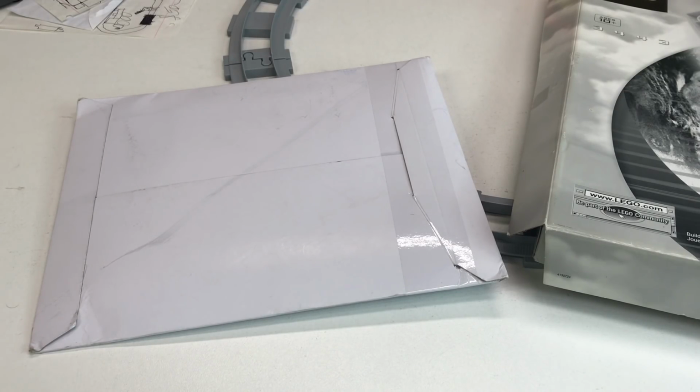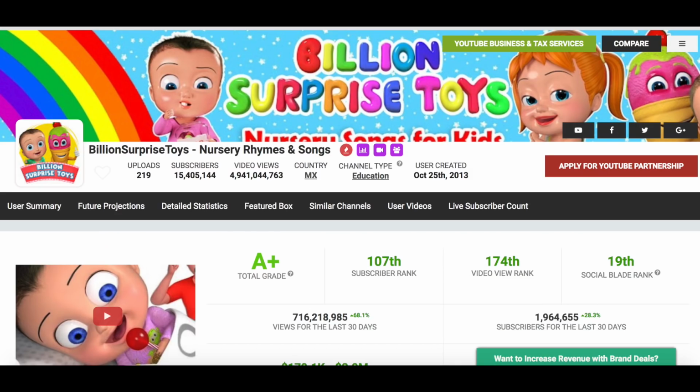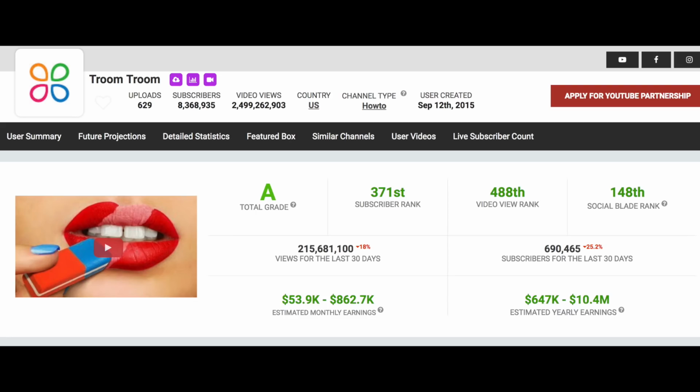Some of the stuff, if you just look at the top things, it's just ridiculous. Utterly ridiculous what's on there, and I'm not talking about LEGO content.